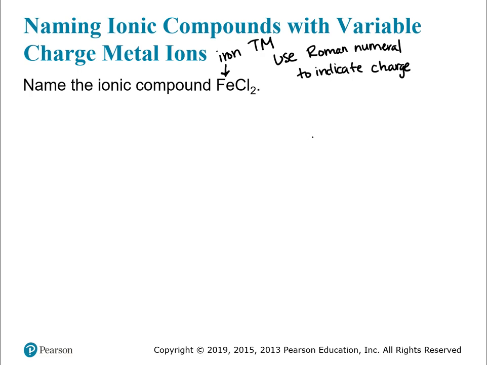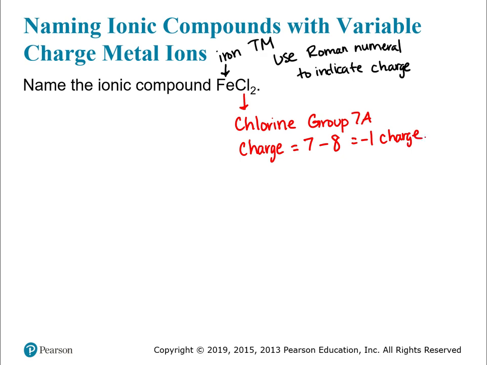I'll turn my attention to the anion, chlorine. It's in group 7A. Remember, when you're finding the charge of an anion, you're taking the group number that has the A after it, and subtracting 8. Very similar to fluorine because they're both in the same group. So its charge is -1. In my compound, I know that I have one of my iron ions, and I've got two of my chloride ions that have a charge of -1. And all of that has to equal 0.